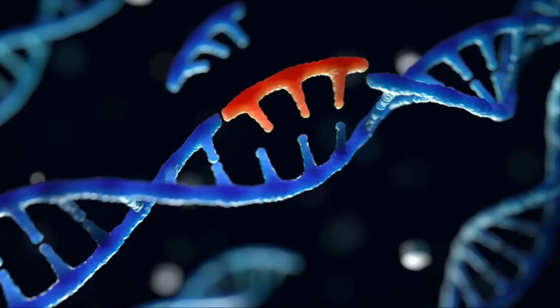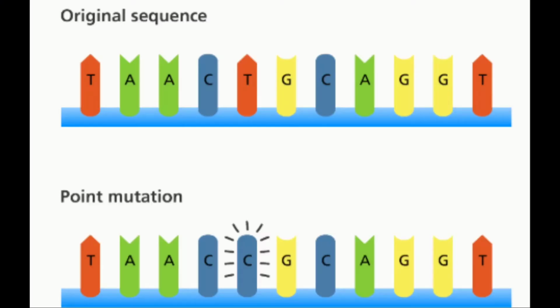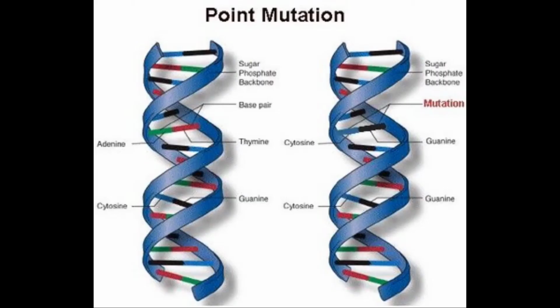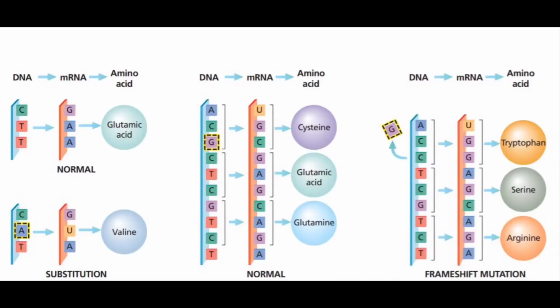Okay, now let's get to gene mutations. The substitution, addition, or removal of a single nucleotide is a point mutation, which is a change that occurs within a single gene or other segment of DNA on a chromosome. In a substitution, one nucleotide replaces another, as shown in this figure. If this substitution occurs in a codon, the amino acid can be changed.